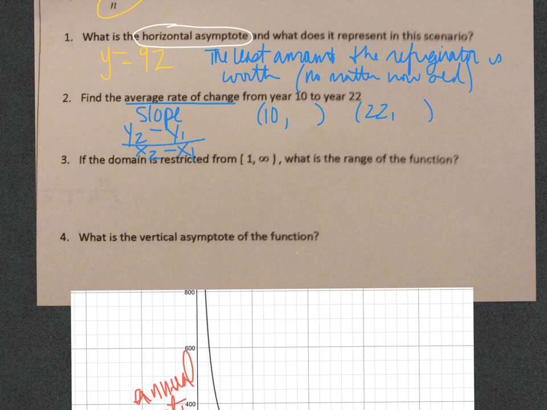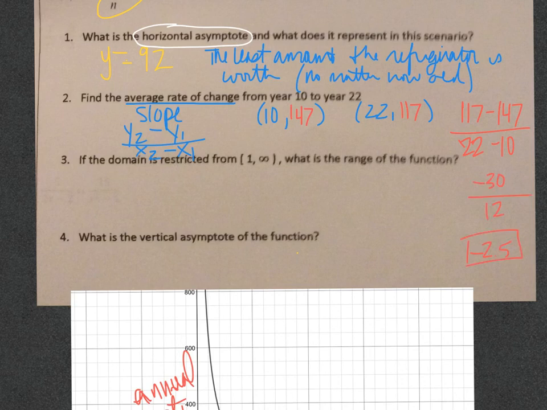So you could either use the graph trace in your calculator and type in 10 and type in 22, or you can just take the actual equation and plug in 10 and plug in 22 and see what the y value is. When I plugged in 10 into the equation, I ended up getting 147. And when I plugged in 22, I ended up getting 117. So I need to find the slope between those two. So I'm going to have 117 minus 147 over 22 minus 10.